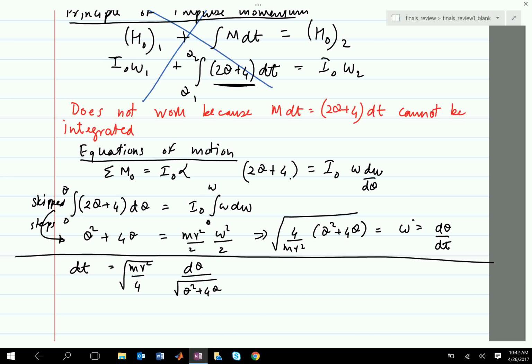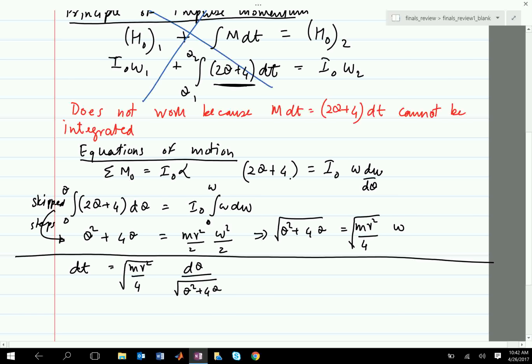Is that? I have no idea. Write it, okay. Perhaps I'll write this. Theta square plus 4 theta equals mr square. Is this fine? I took the square root on both sides first. Okay, so I just kept it this.